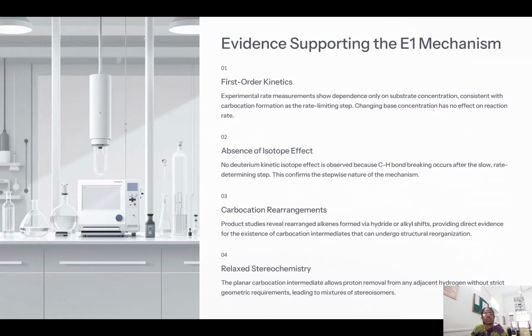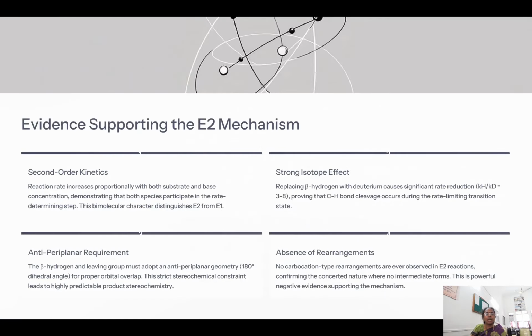And the third evidence is carbocation rearrangement. If a less stable carbocation is formed as the intermediate, it can rearrange itself to form a more stable carbocation. And then the fourth one is relaxed stereochemistry. The planar carbocation intermediate allows proton removal from any adjacent carbon without strict geometrical requirements, leading to a mixture of stereoisomers.